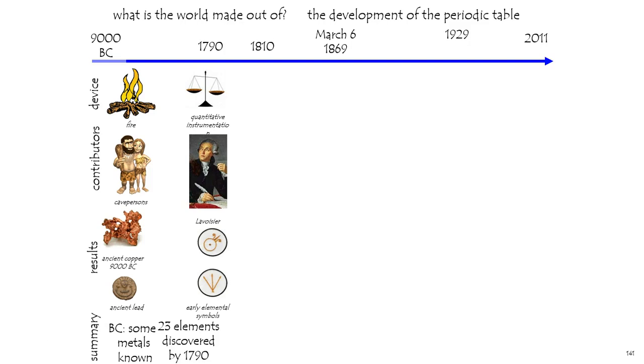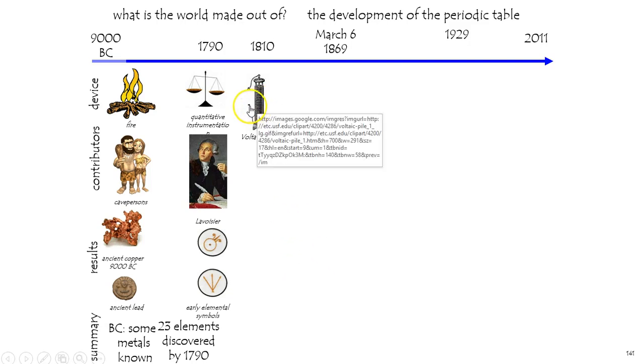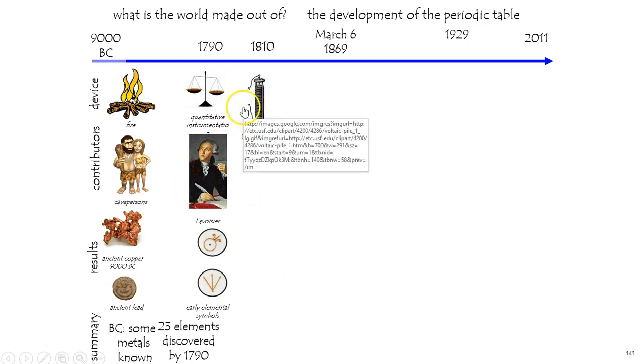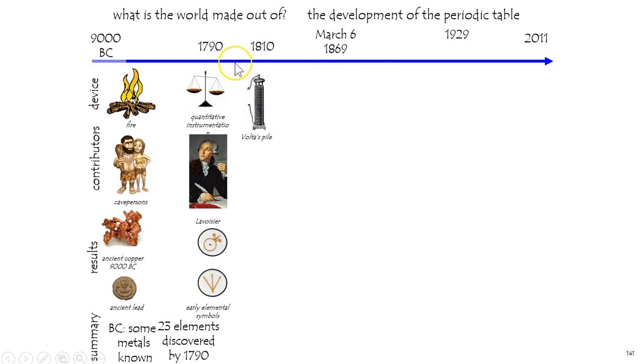Let's move forward to 1810 when a different device got created, and this was by Alessandro Volta, who created the first working battery, known as Volta's pile back then. And we now know that at one end of this system, electrons are being added, and at the other end of the system, electrons are being removed. This allows you to isolate pure elements.